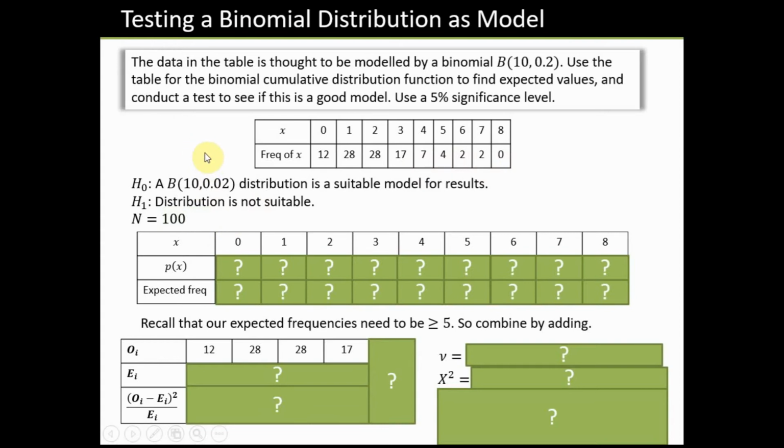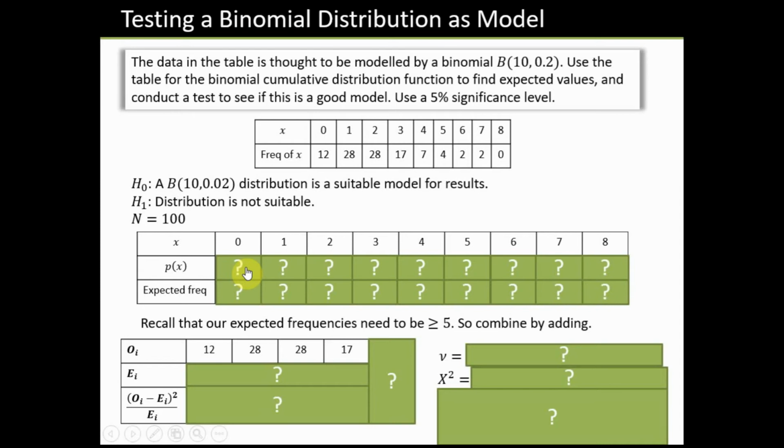What we would need to do is think about how many of each value we would expect to get if this was indeed the correct model, or a suitable model. So we can find out the probability that x equals 0, and we can do that straight from the tables.